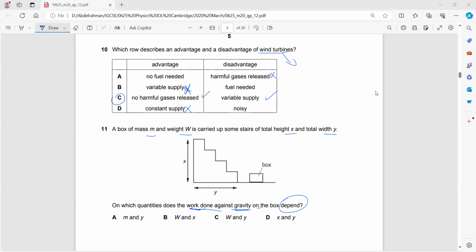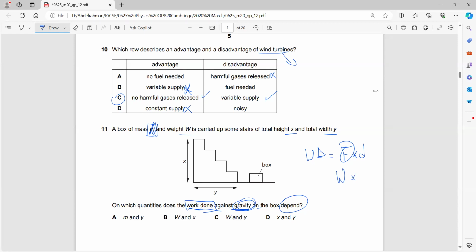Work done is what? Work done is force times distance moved. And I'm asking work done against what? Against gravity. So what's the force? Can I choose the force to be M, the mass? No, it's not mass. So the force has to be W.